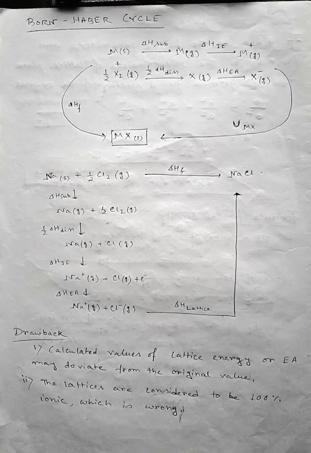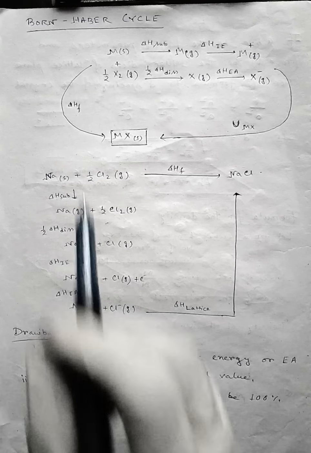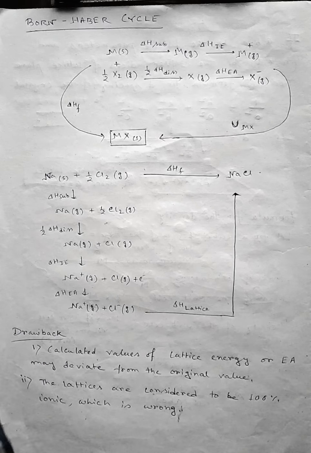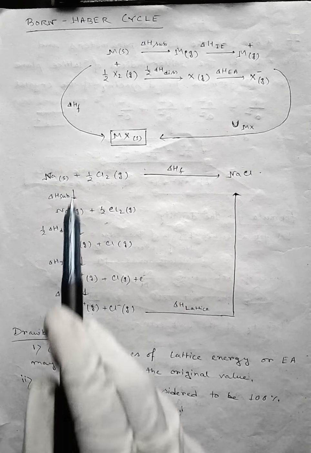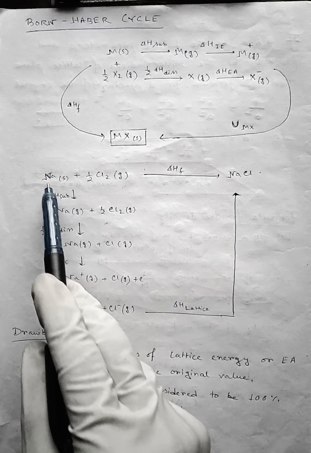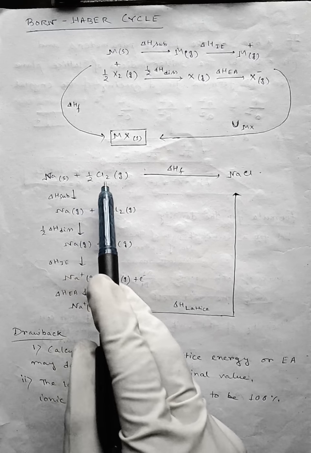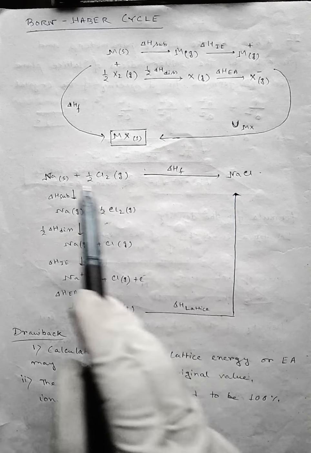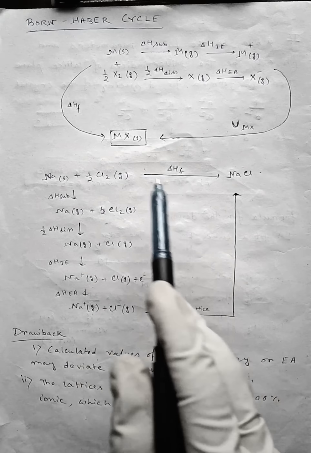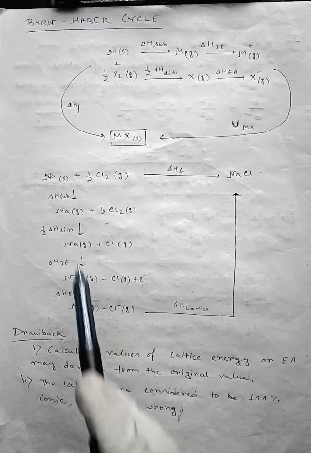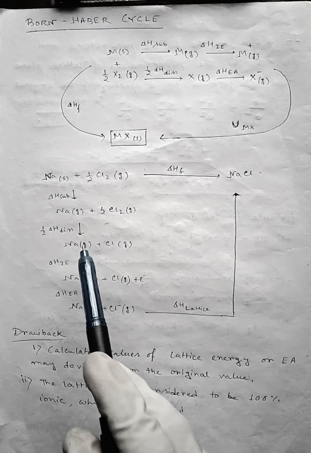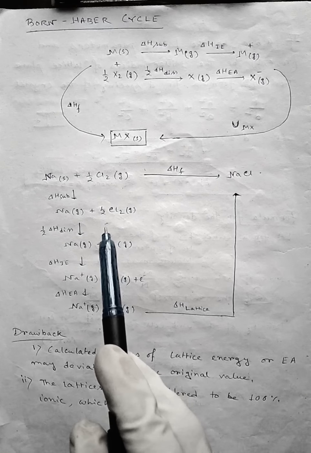In this video, we are going to talk about the Born-Haber cycle. Actually, the basis of this comes from Hess's law. Hess's law says that if we perform a reaction, Na solid plus half Cl2 gaseous to NaCl, in one step, or if we perform this reaction in multiple steps, the total change of enthalpy will be the same.